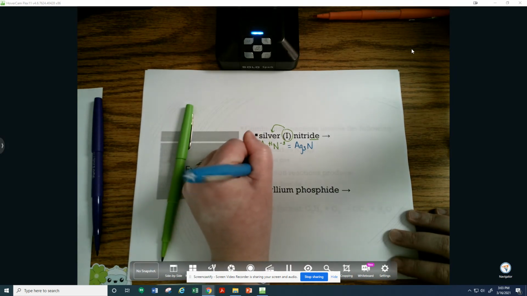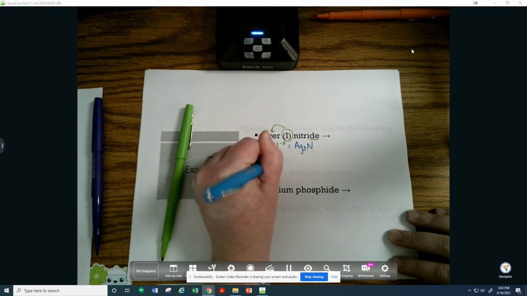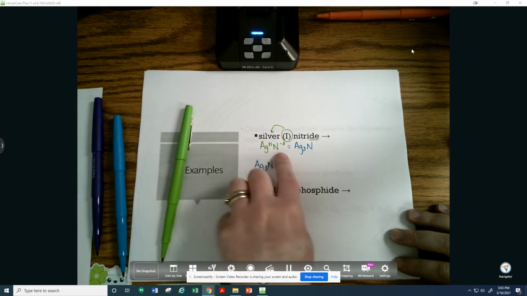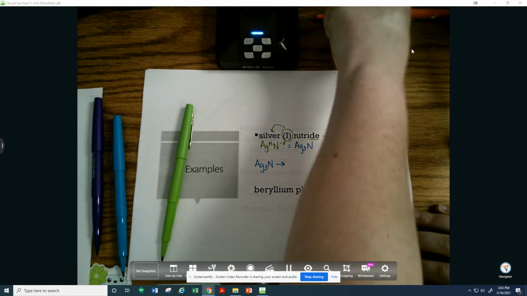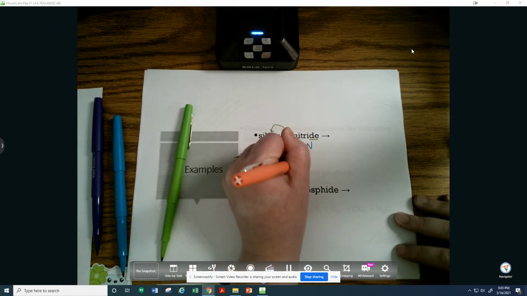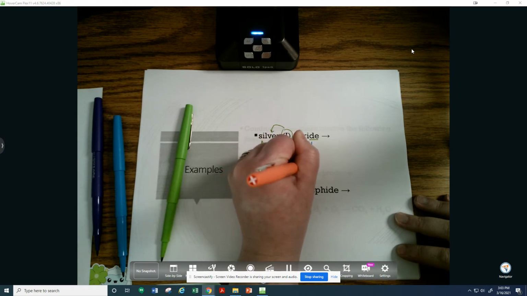So starting our formula, we have Ag3N, and we're going to look at what it yields. Well, we can kind of see that by what we just did up here with figuring out our charges to get our formula. So we're going to separate it into our two elements, silver and nitrogen.